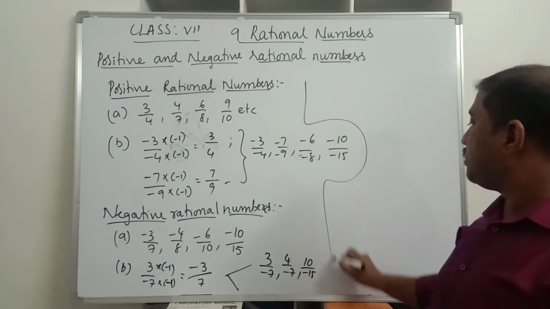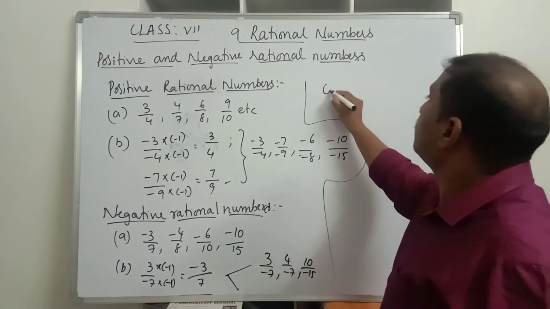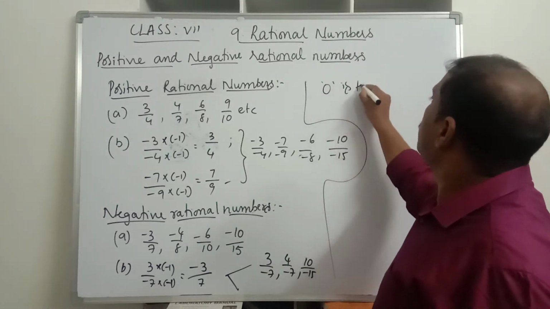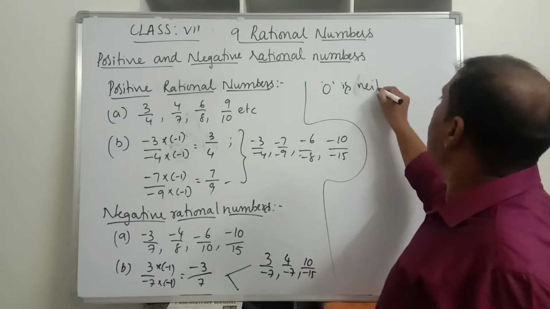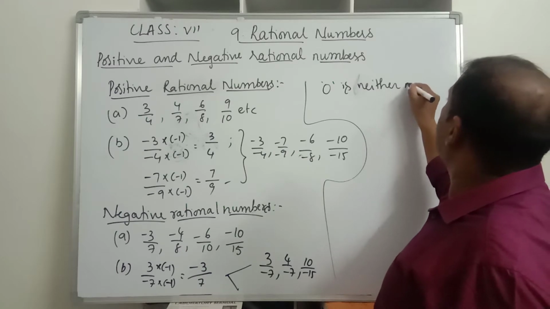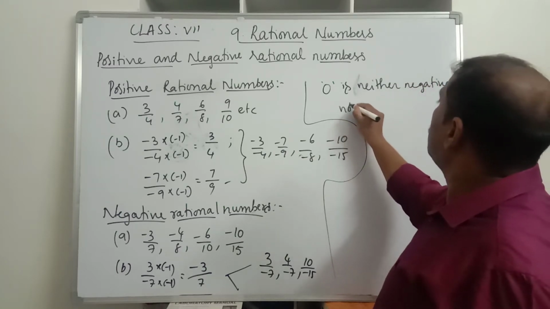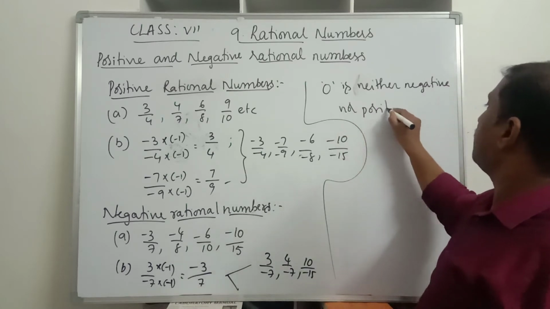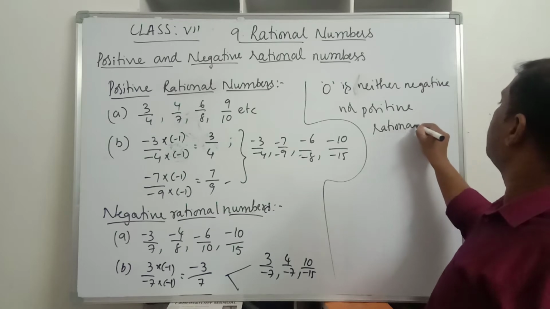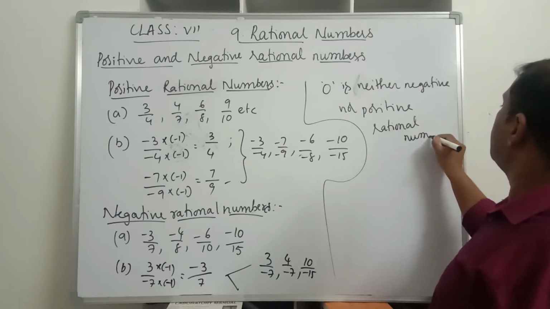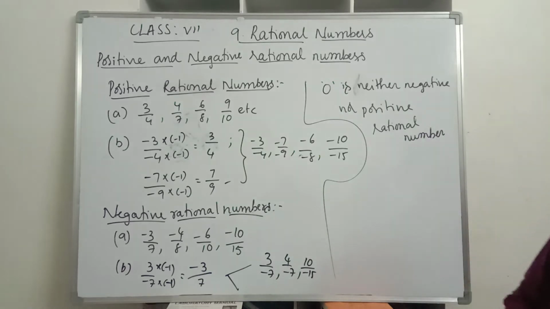What about 0? 0 is neither a positive nor a negative rational number. 0 is neither negative nor positive. This is, 0 is neither a negative nor a positive rational number.